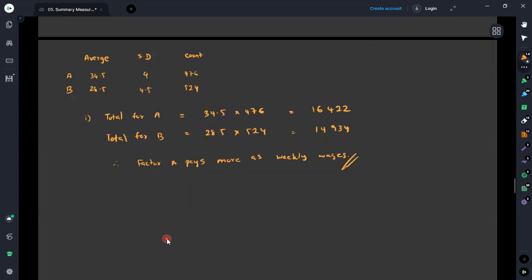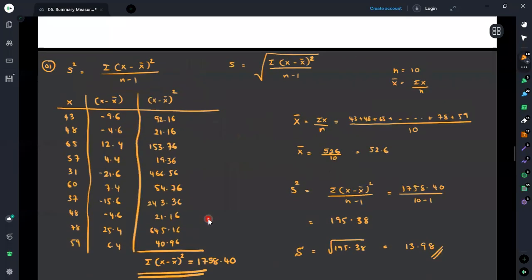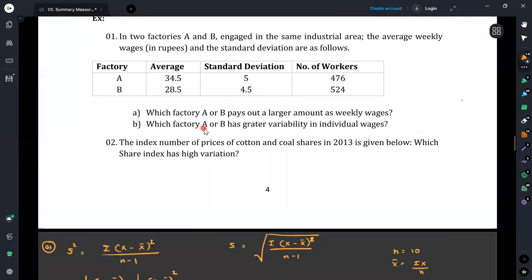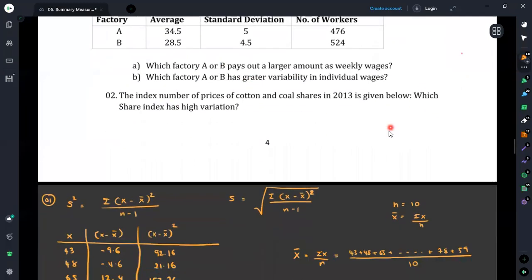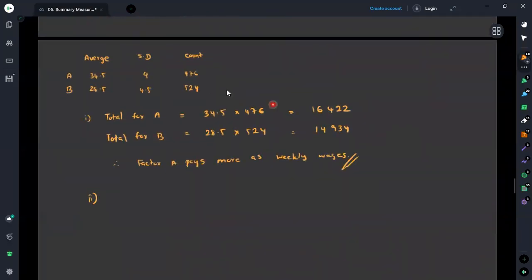But actually, in this example, we need to go through the second part: which factory, A or B, has the higher variability. When we are discussing the variability of a particular data set, we can simply use the standard deviation. But here we can see that different averages and different counts have been used. Therefore, it is better to take the coefficient of variation. Therefore, we'll calculate the coefficient of variation for factory A.